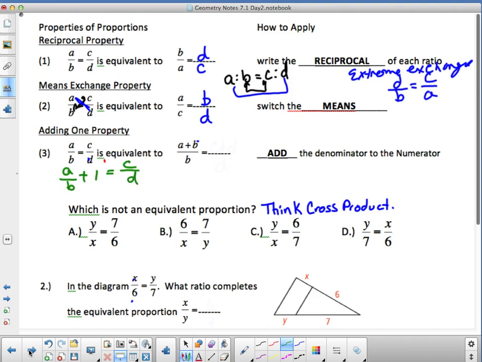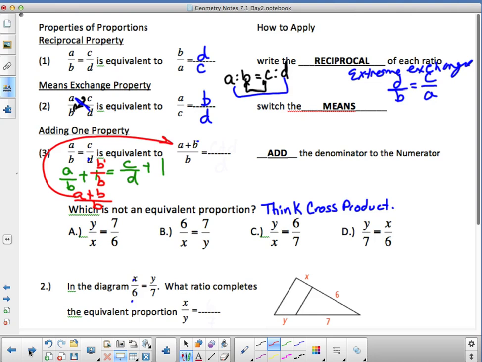Whatever I do to one side, I must do to the other. When I'm doing the adding one property, keep in mind I'm adding fractions, right? So that one has to take on a fraction idea. Isn't B over B the same as 1? And I chose B because it's the denominator. I had to have like denominators. So now I've got A plus B over B. That's what happened.